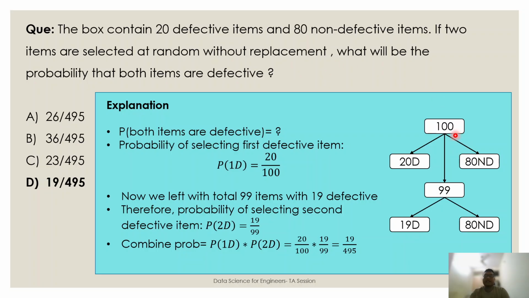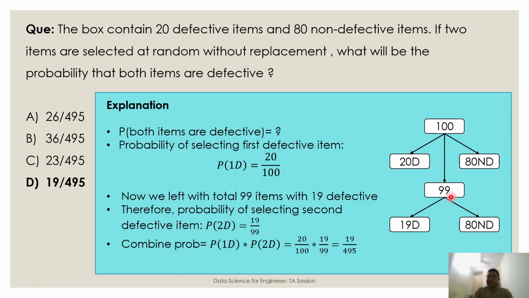I'm not going to put that back inside the box. So when I take one out, I will end up with 99. First, the probability of getting a defective is 20 by 100. Now I remain with 99. If I remove one defective item, I will have 19 defective, and 80 non-defective remain as they are.